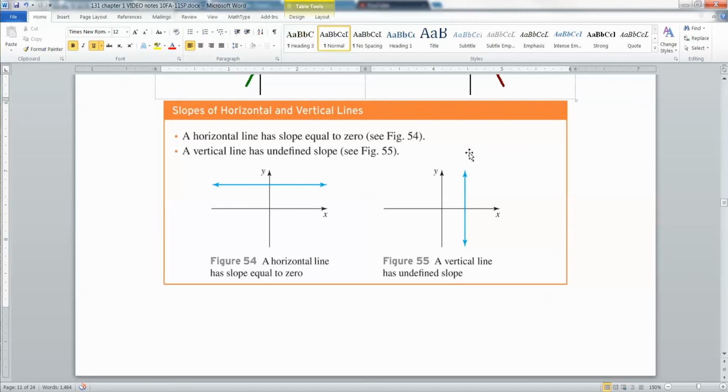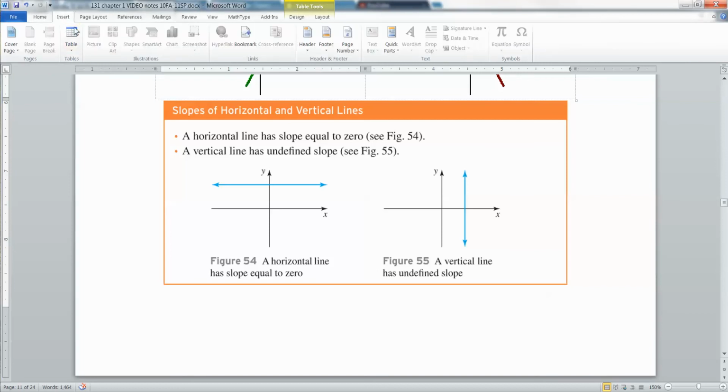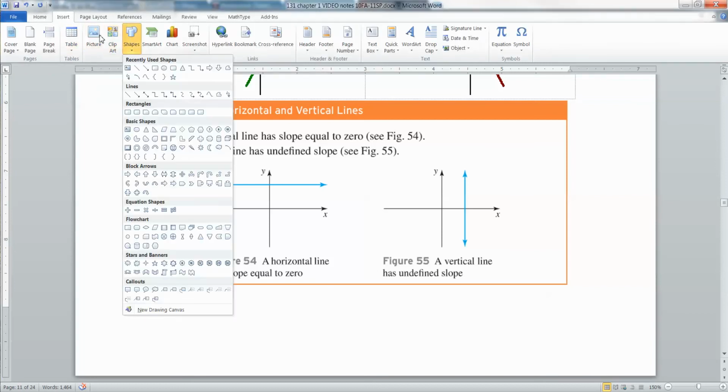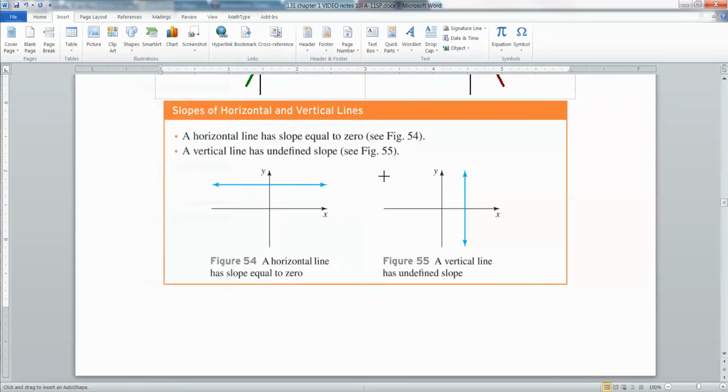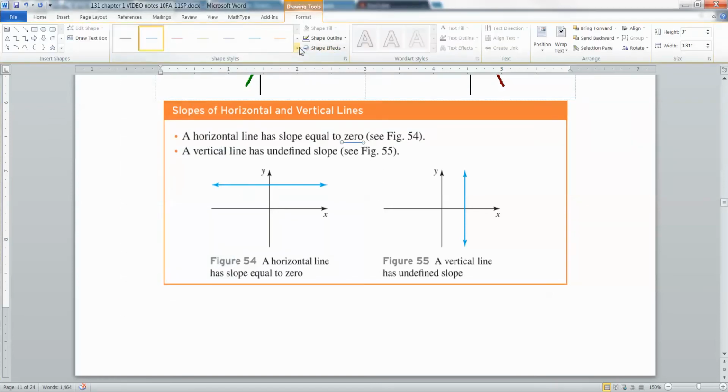Okay, so if it's a horizontal line, that's the one on the left, right? So you can imagine if it's horizontal, that's flat, right? Like when you have your table at home, it's got zero slope. If you put a pen on it, it won't roll away. That's zero slope. Let me underline this just a little bit. Zero slope, right?